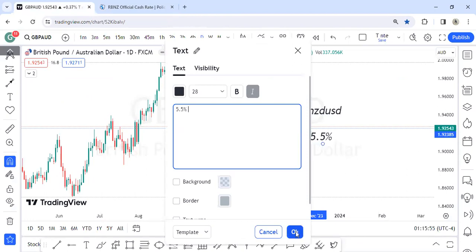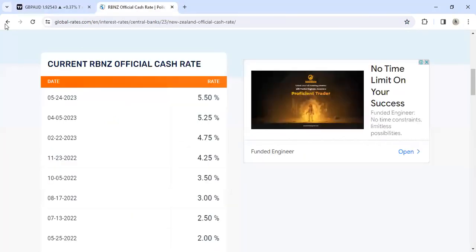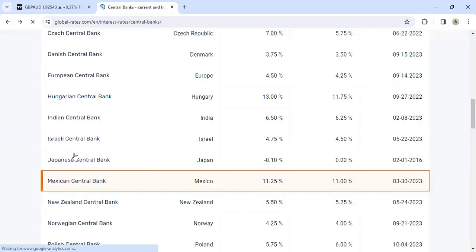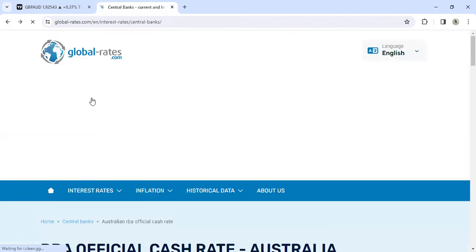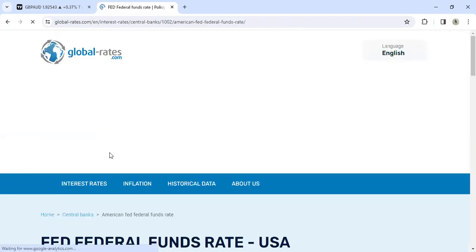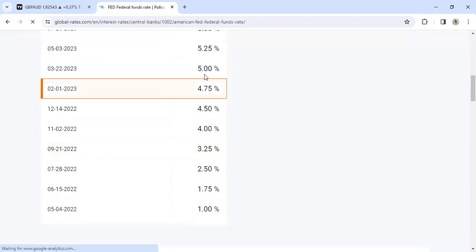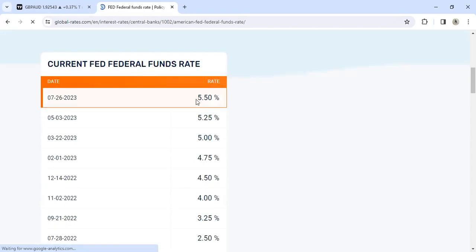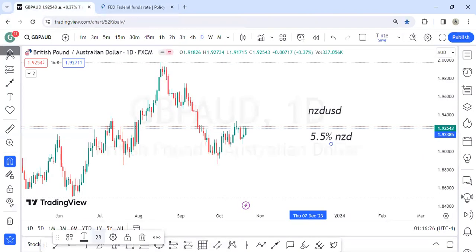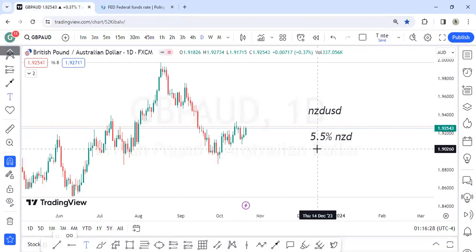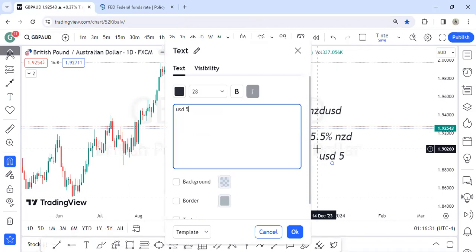So let's look at USD now. Let's look at USD interest rates. That's the American bank. Sorry, that was Australia. American bank. Yeah. The USA is also bullish, and it's also at 5.5%. Wow, this is interesting. Right? 5.5%. So US is at 5.5%.